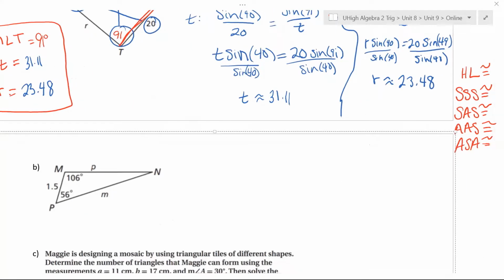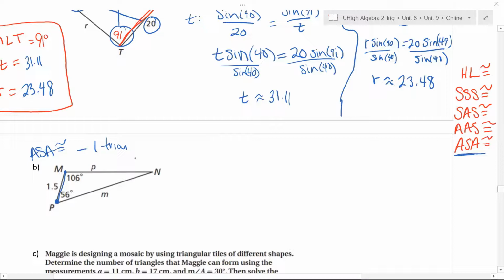All right, in part B, we are looking for how many triangles. So I have an angle, a side, and an angle. So angle, side, angle. Congruence, is that a thing? Yes, it is right here. So I only have one triangle that can have these measurements. So that means now I want to solve for the measure of angle N. I want to solve for M, and I want to solve for P.